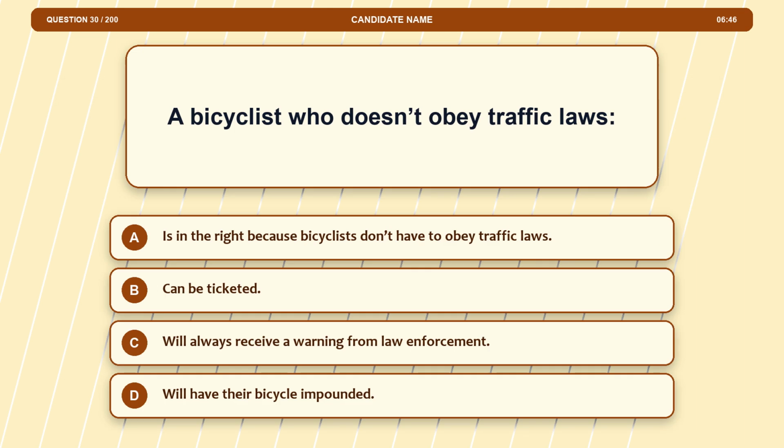Question 30. A bicyclist who doesn't obey traffic laws. Option A, is in the right because bicyclists don't have to obey traffic laws. Option B, can be ticketed. Option C, will always receive a warning from law enforcement. Option D, will have their bicycle impounded.